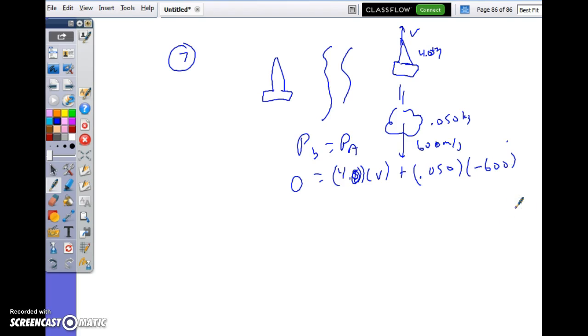So then I do a little work. I get 4V plus negative 30. Bring that over: I get 30 equals 4V. V equals, it should be positive now that I've moved it, 7.5 meters per second.